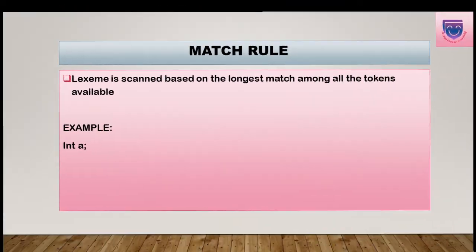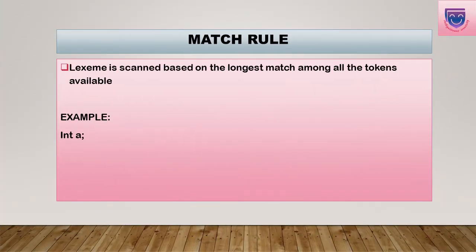The lexical analyzer follows the match rule. That is, when the lexical analyzer reads the source code, it scans the code letter by letter, and when it encounters a white space, operator symbol or special symbol, it decides that a word is completed. For example, in "int a", the lexical analyzer finds a lexeme that matches an existing reserved keyword. That is, int is already a reserved keyword. So if it is there, it will scan it as a keyword. Otherwise, it should generate an error.